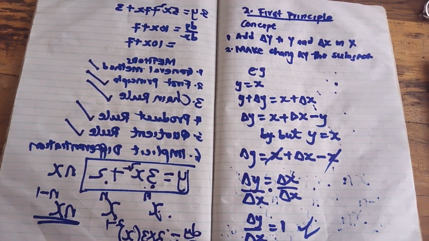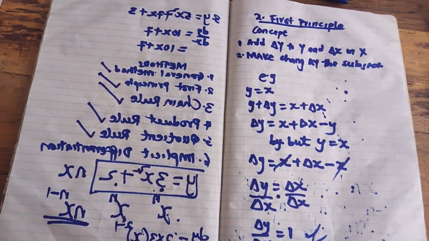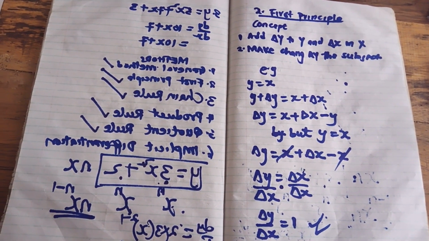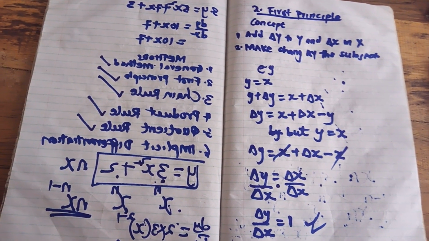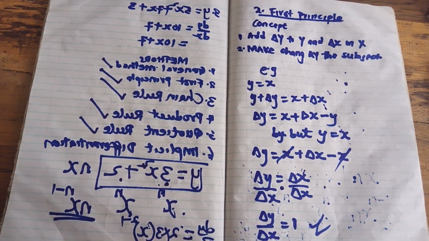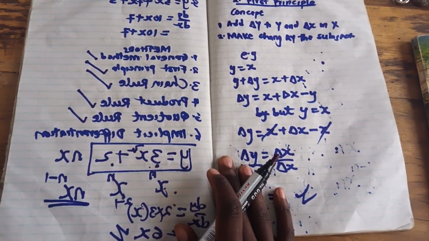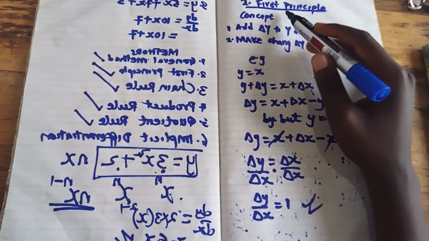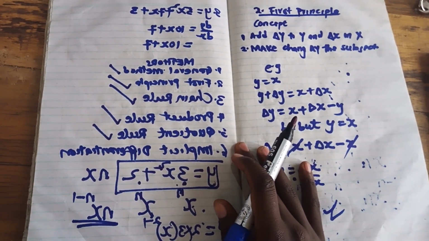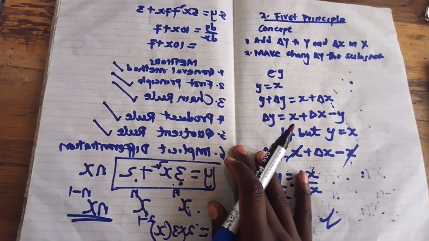Today we are going to look at the second method of differentiation. In the previous class, we were able to look at the general method of differentiation. Today we are going to look at the new concept in the second method of differentiation. The second method of differentiation is the first principle method. And under this, the following are the concept areas to use.